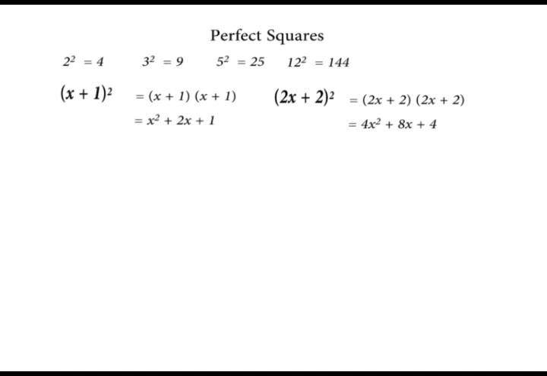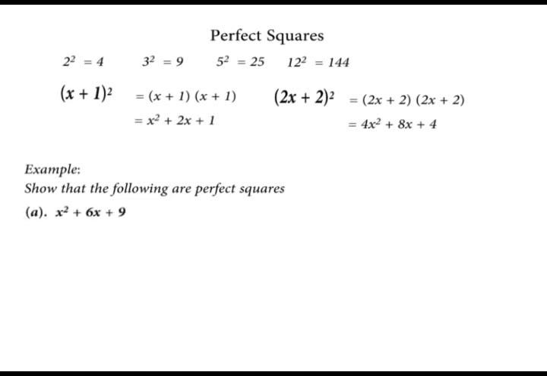For example, show that the following are perfect squares. A, x squared plus 6x plus 9. To do that, we simply factorize the expression. So we find two numbers a and b such that a plus b is 6 and a times b is 9. Those numbers are 3 and 3.